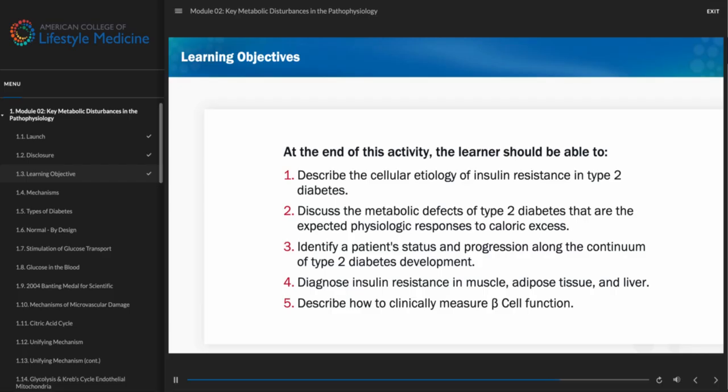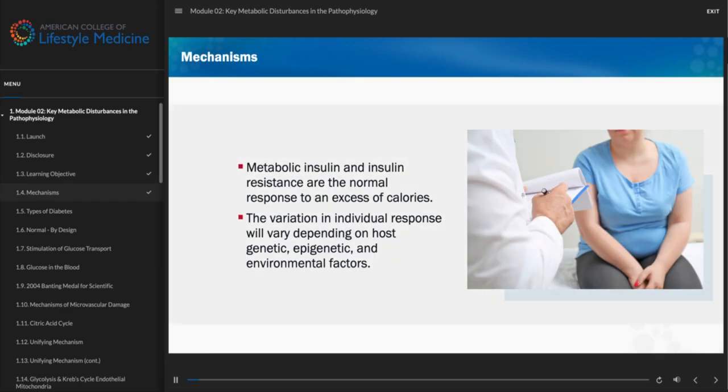We have considered diabetes mostly a blood sugar disease, but now with our growing understanding, these other dimensions are very important. The mechanisms involved in type 2 diabetes and the metabolic syndrome are not anomalies in physiology, but they are the normal physiologic response to an excess of calories.